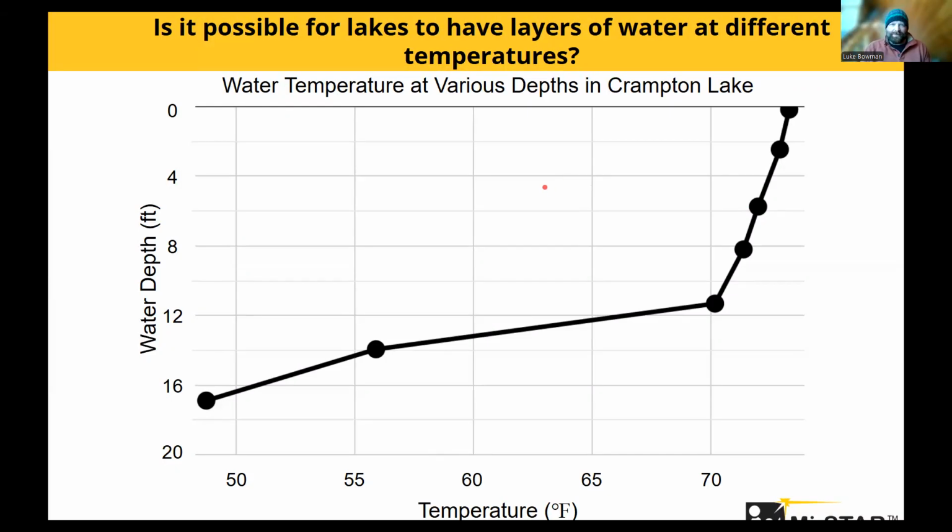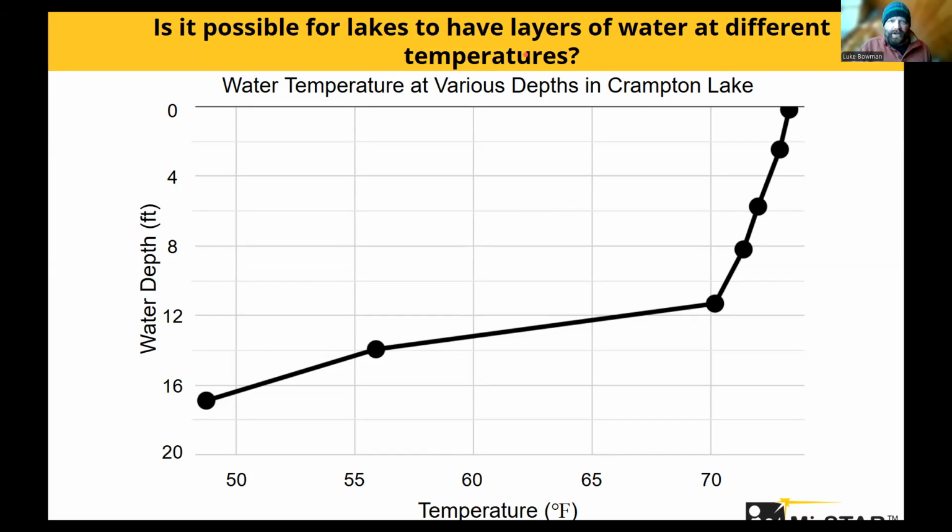I'm a geology professor at Michigan Tech University, and I'm excited today to describe to you the process that I use when I'm interpreting a graph with new data. So we're going to use this as an example to try to answer the question about whether it's possible for lakes to have different layers of water at different temperatures.